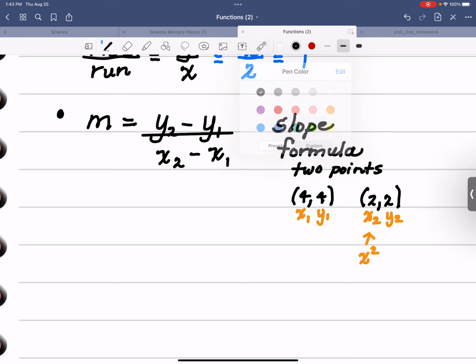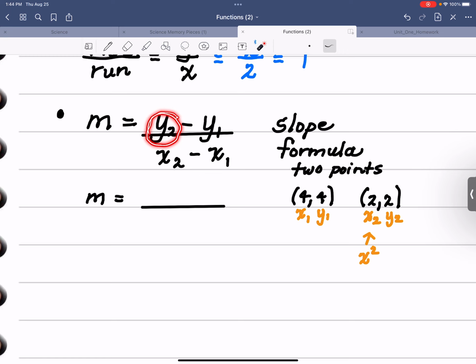All right, so the first thing I'm going to do is rewrite my formula. Slope is what I'm looking for. And then I'm just going to go ahead and build the framework for my formula. And then carefully, you take y sub 2, which is this value, and you just set it down there in your formula.